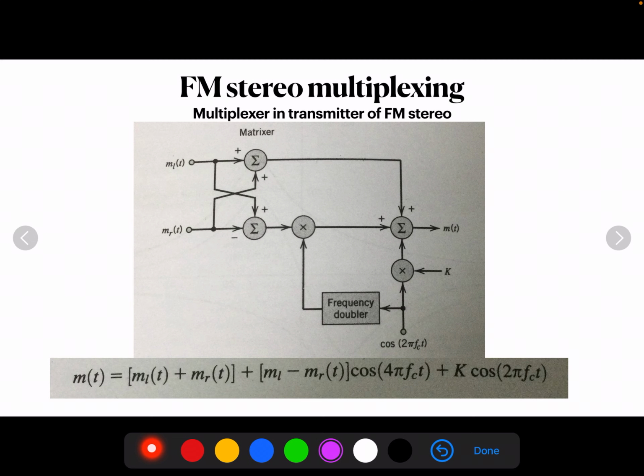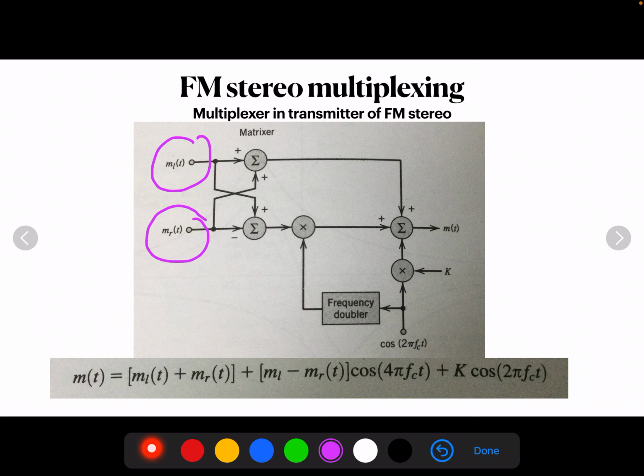It is a form of frequency division multiplexing which is designed to transmit 2 separate signals but using the same carrier. You can observe here M_L and M_R, say left and right. So, what is that application? It is used for FM radio broadcasting.